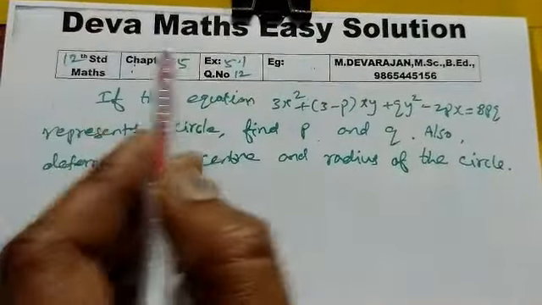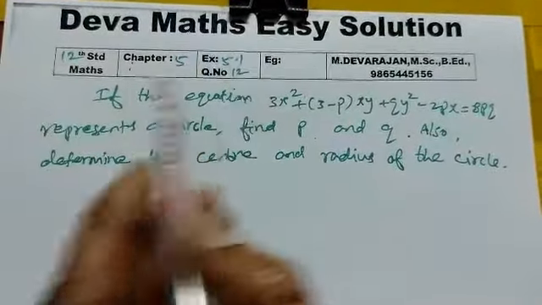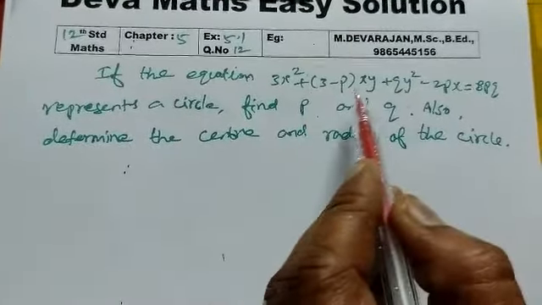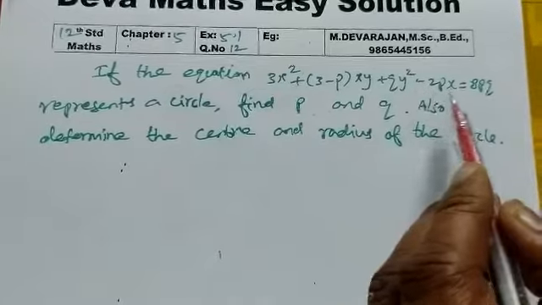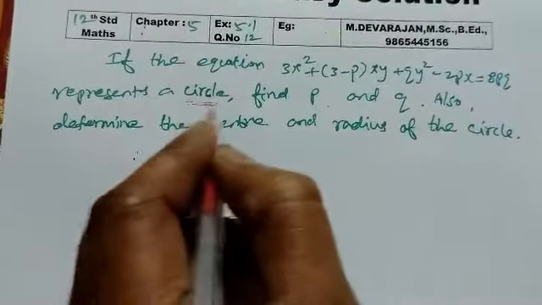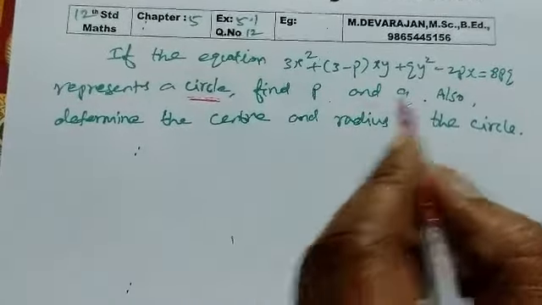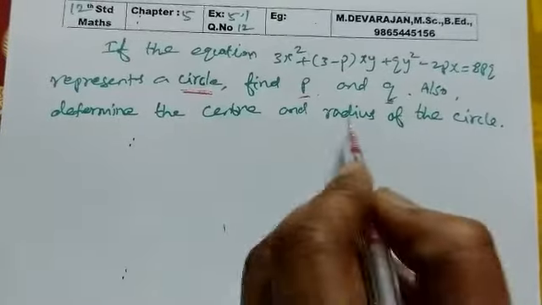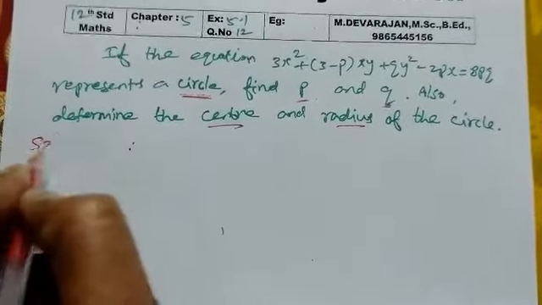In the 12th Math Chapter 5, Exercise 5.1, 12th sum. If the equation 3x square plus (3 minus p) into xy plus q y square minus 2px equal to 8pq represents a circle, find the values of p and q. Also determine the center and radius of the circle.